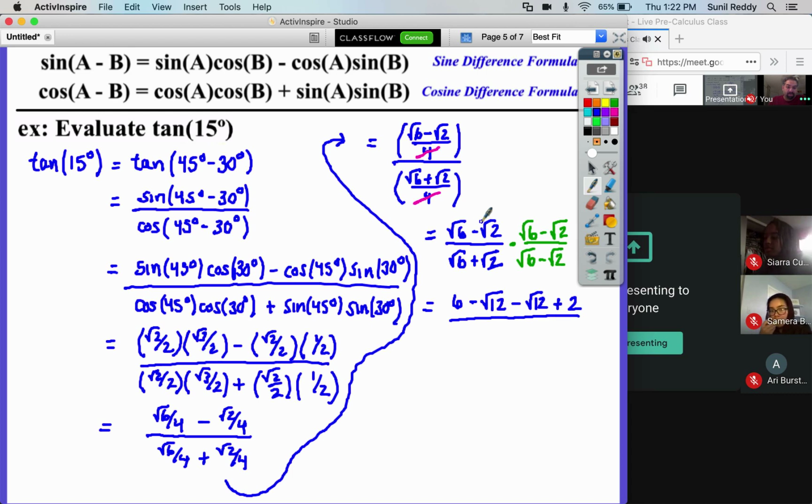In the denominator, the whole point of using a conjugate is that we will cancel the middle terms, but I'm going to show everything just in case I lose anyone. Root 6 times root 6 is 6 again. Root 6 times negative root 2 is negative root 12. Positive root 2 times positive root 6 is a positive root 12, and now you can see why the conjugate canceled the middle terms. And then positive root 2 times negative root 2 is a negative 2.